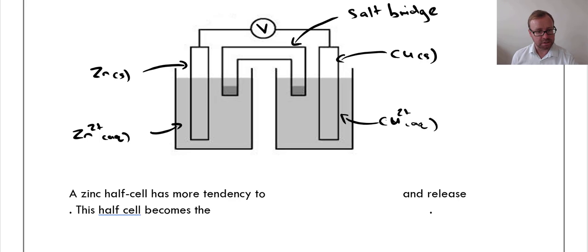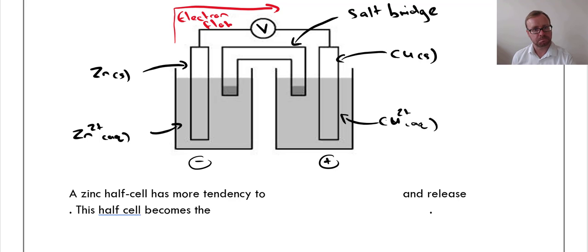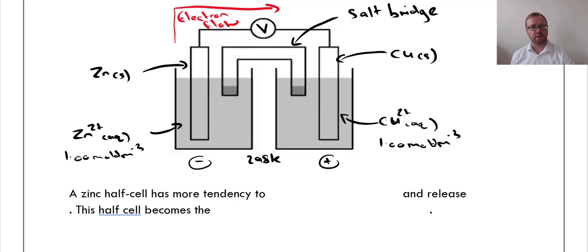We also need to say that this is my negative electrode and this is my positive electrode, and my electron flow is going from left to right. We'll do concentrations later as well, but we need to get used to it. My solutions are 1 mol dm^-3, and we have an overall temperature of 298 K.